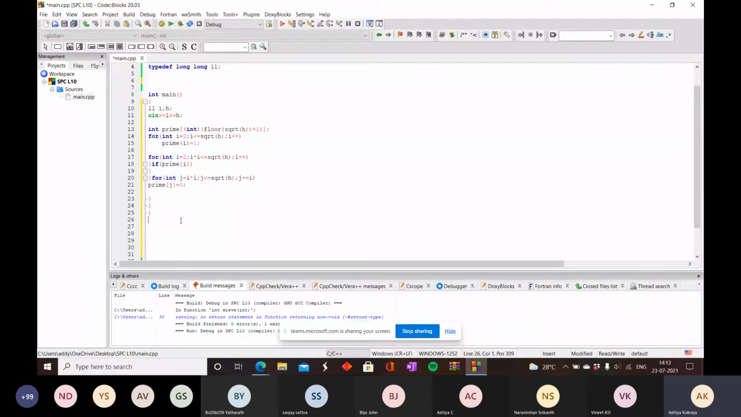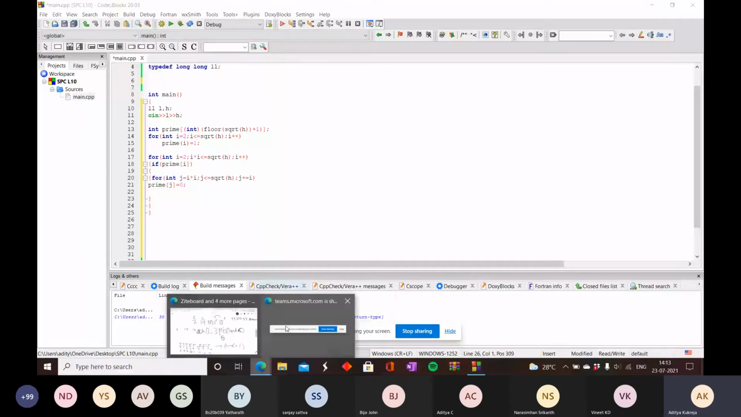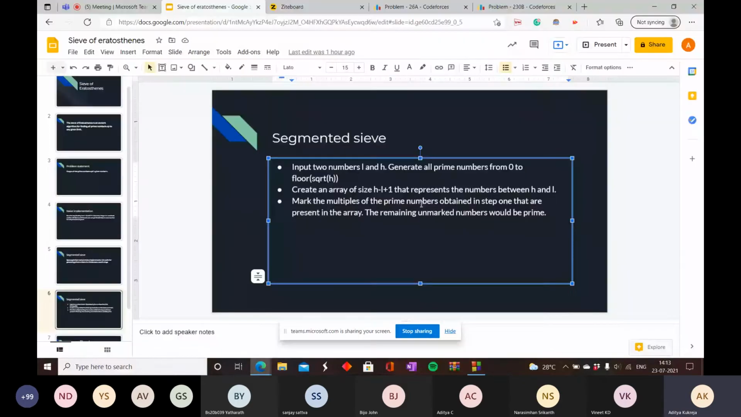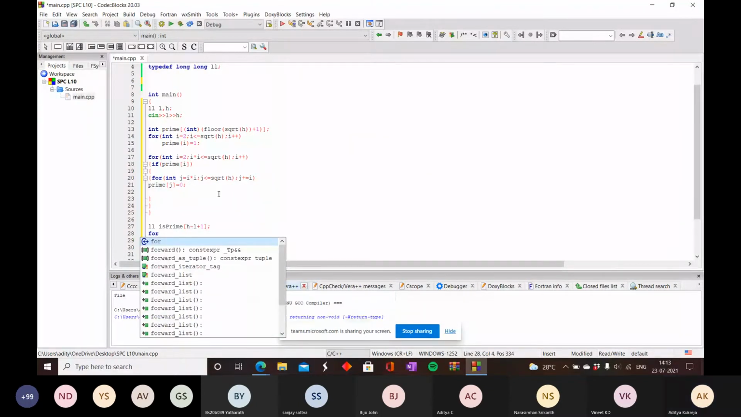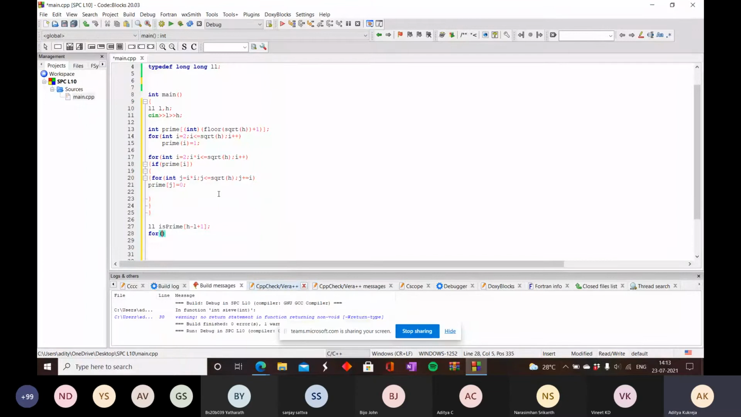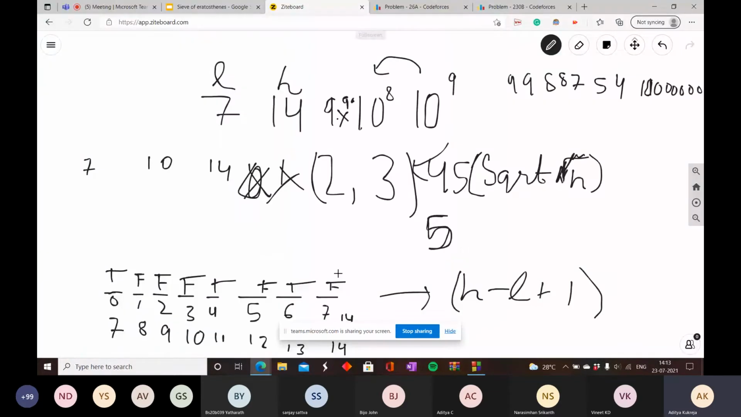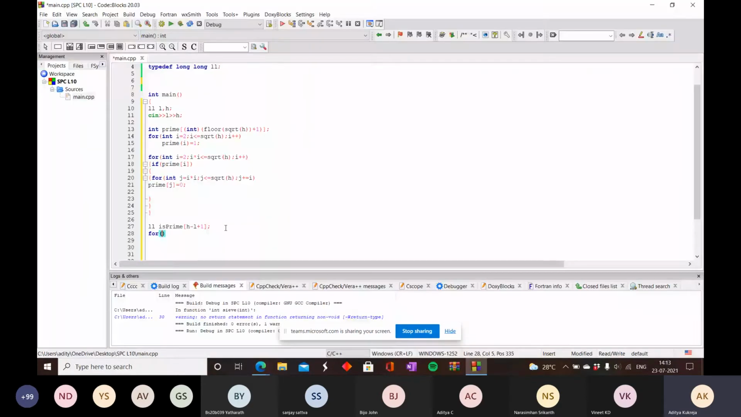So now once you're done with this, the next step is you have to create an array of size h minus l plus 1 that represents the numbers between h and l. So you'd create an array, let's create a long long array and name it is prime, and we'll create the size h minus l plus 1. Once you have created this, you'll again run a for loop and assign all the values as true, as we did over here. We'll assign all the values as true initially, and later we'll cross out the ones which are composite. So we'll do that.